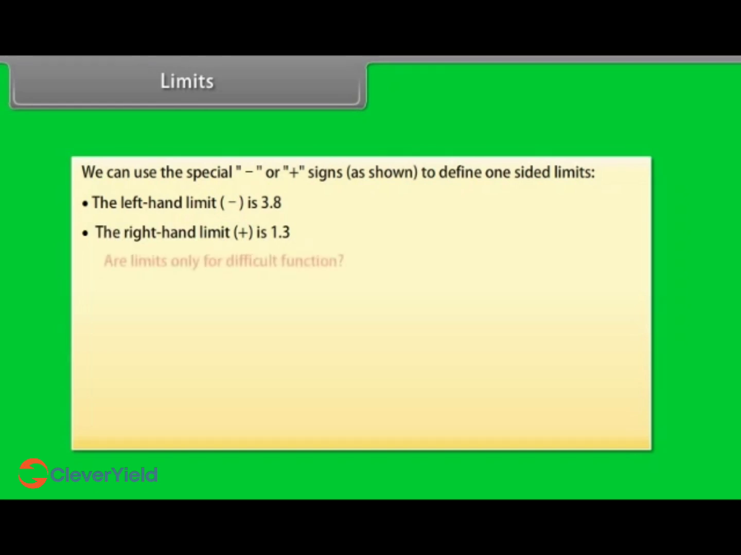Do you know, are limits only for difficult functions? The answer is no. Limits can be used even if you know the value when you get there. Nobody said they are only for difficult functions. For example, limit x tends to 10 of x by 2 is 5.